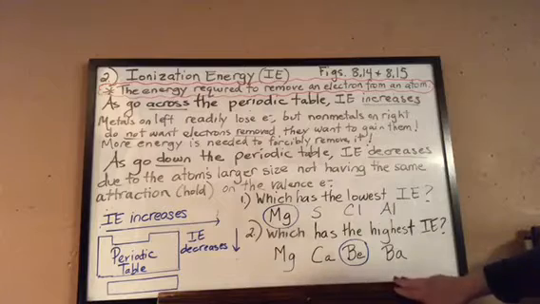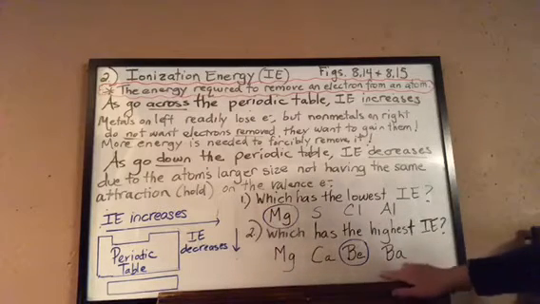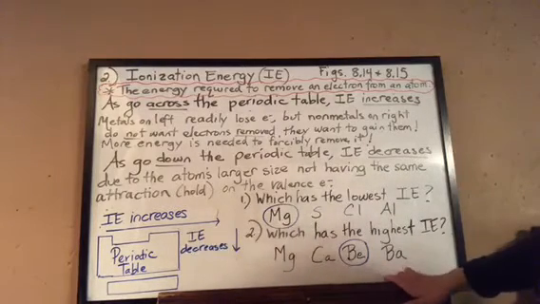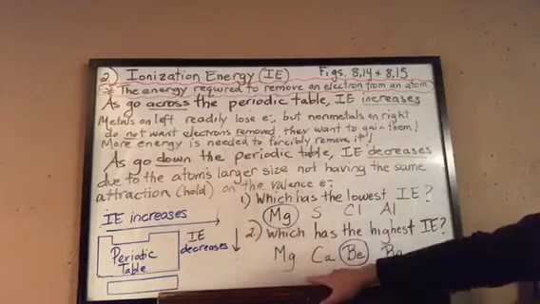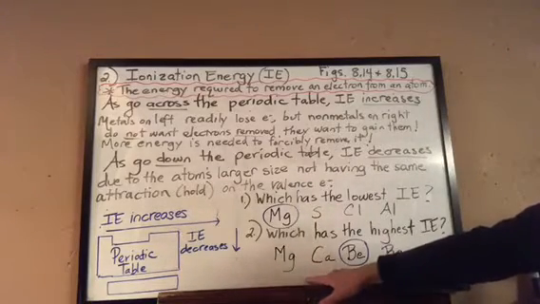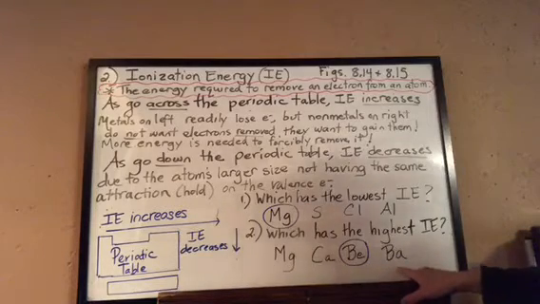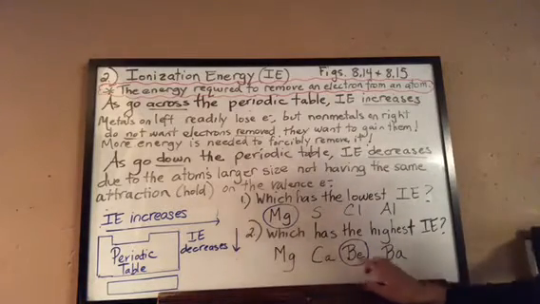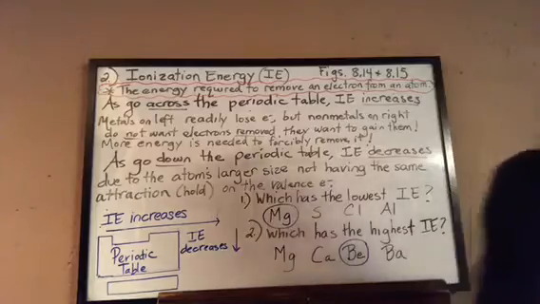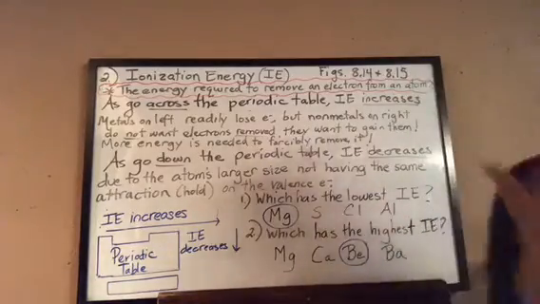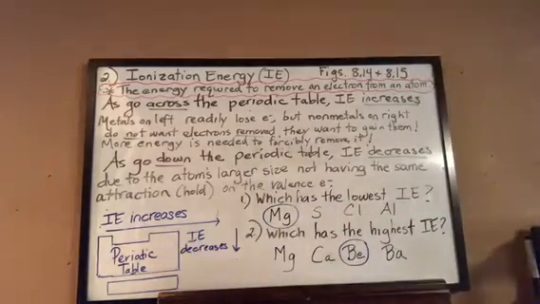Beryllium is at 899 kilojoules per mole. Magnesium, 738 kilojoules per mole. Calcium, 590 kilojoules per mole. And barium, 503 kilojoules per mole. So beryllium has the highest. Okay, and that chart, figure 8.15, gives you the actual values.